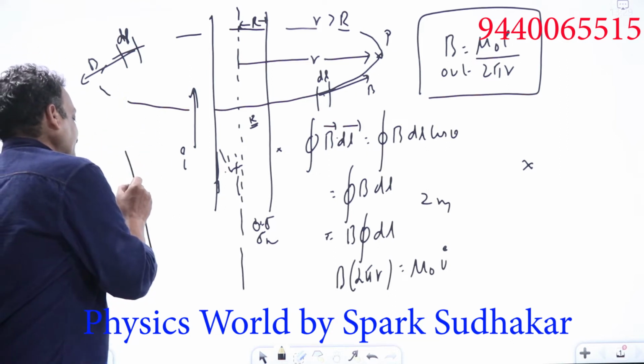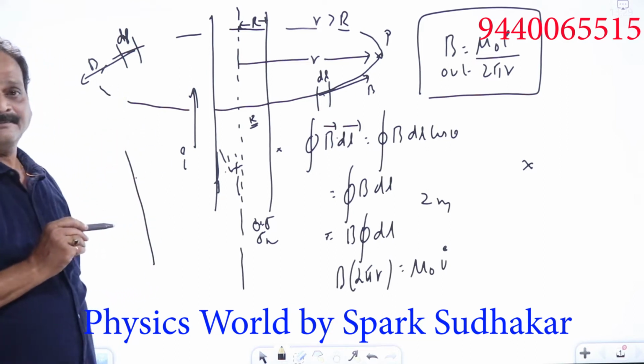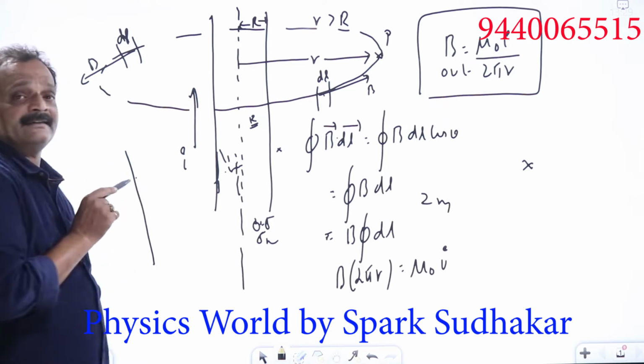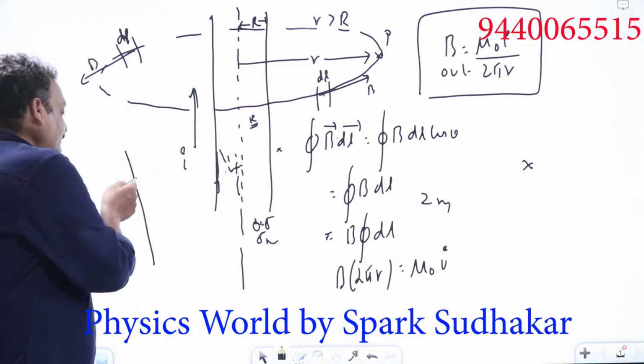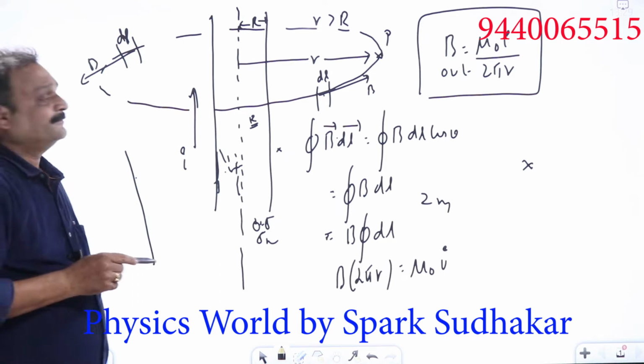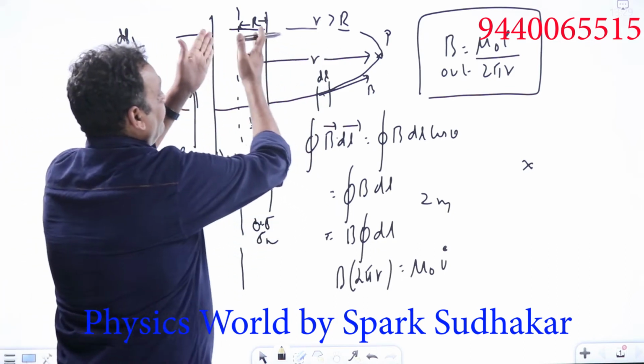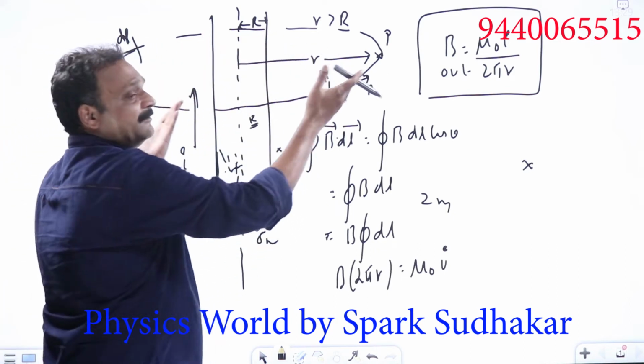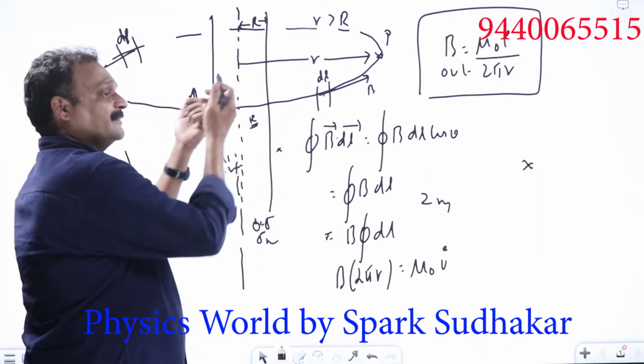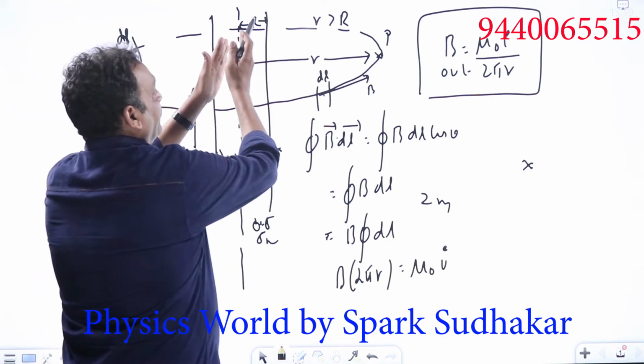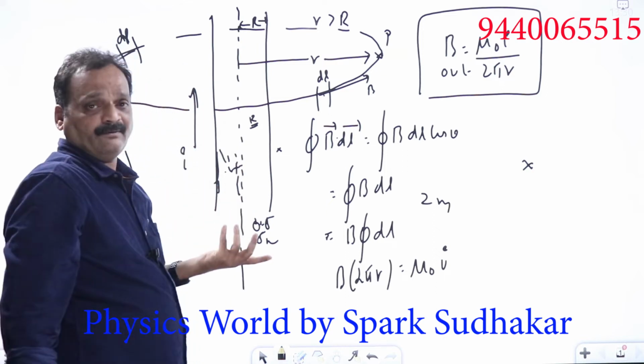But you are choosing a point very close to the wire. The distance between the wire and the point is comparable to the radius of the wire, then this thin wire also becomes a thick wire. Means whether small r is very much greater than capital R, every wire is a thin wire. When small r is comparable to capital R, it becomes a thick wire, that's all.